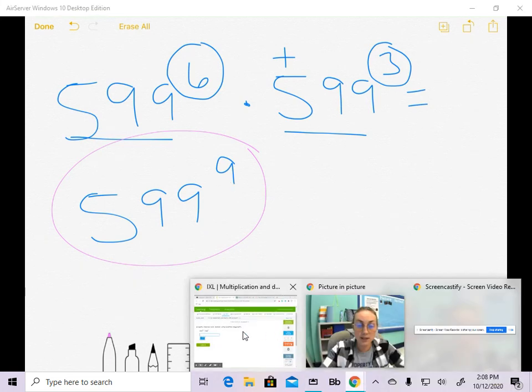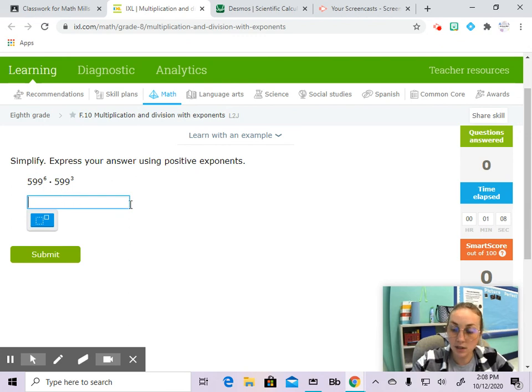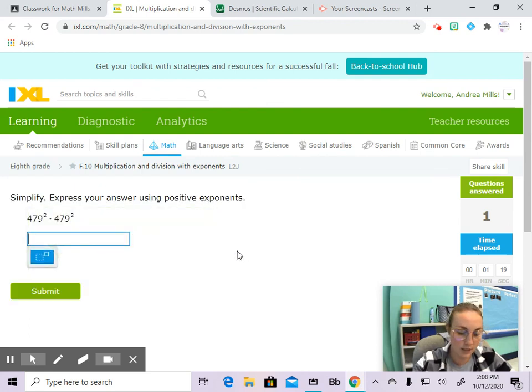So let's go back to the IXL and I'll show you how to type this in. Again, you're going to put in the base, which is 599. You're going to click this button right here for the exponent. On this particular problem, our exponent is going to be 9. We'll hit submit and we'll keep going.